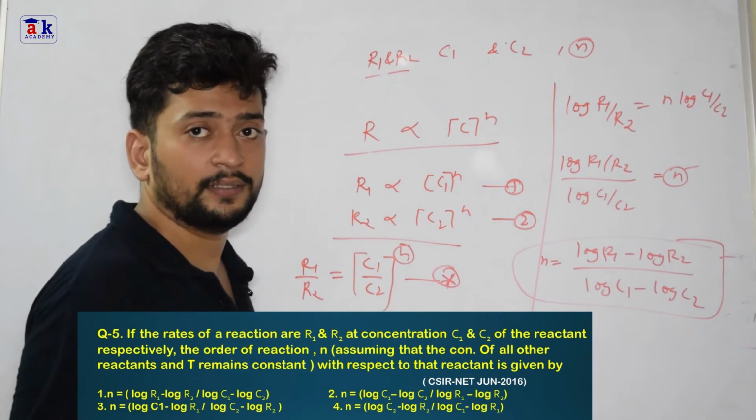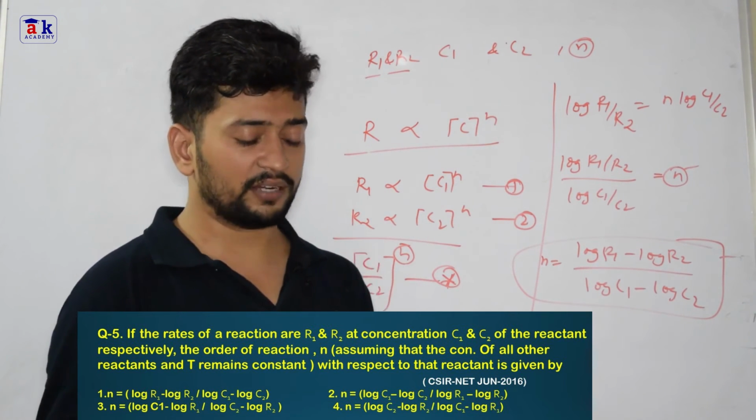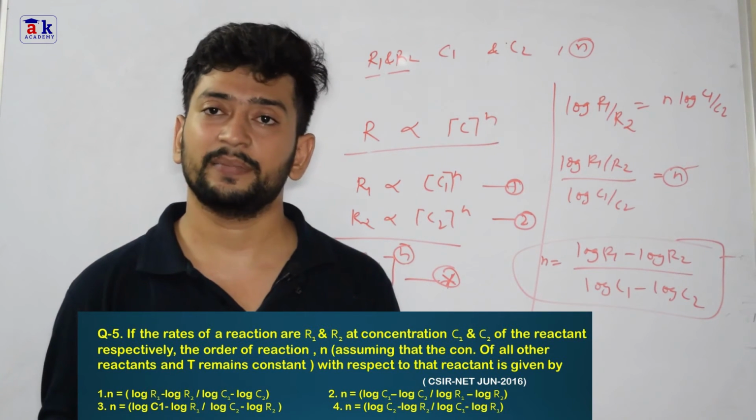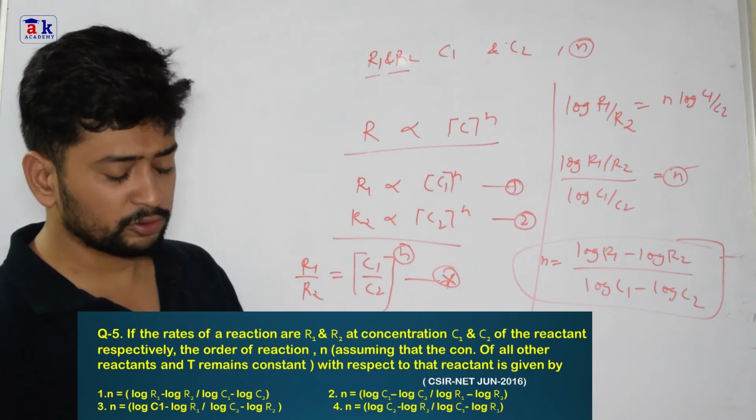Now let's check it. In the first option we have log R1 minus log R2 divided by log C1 minus log C2. So the first will be the correct answer, right? So this is also a very easy question.